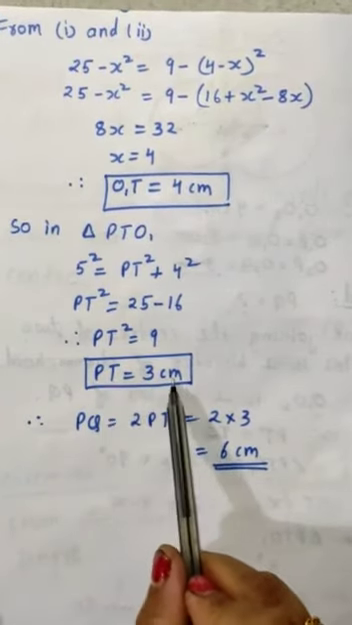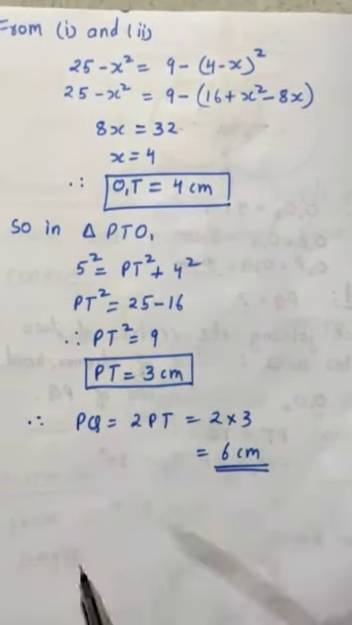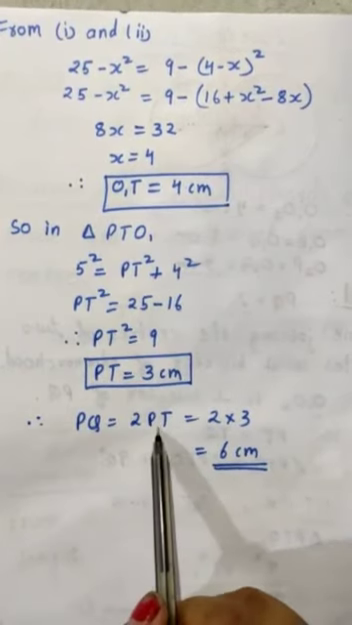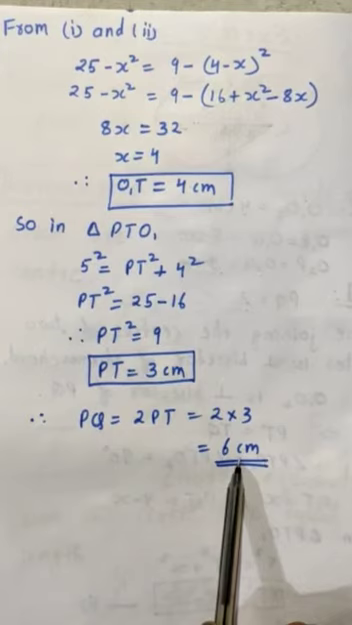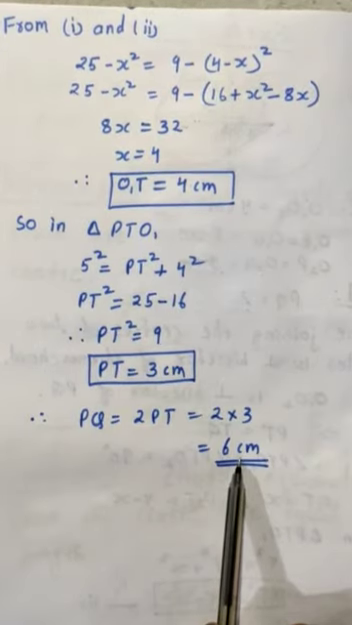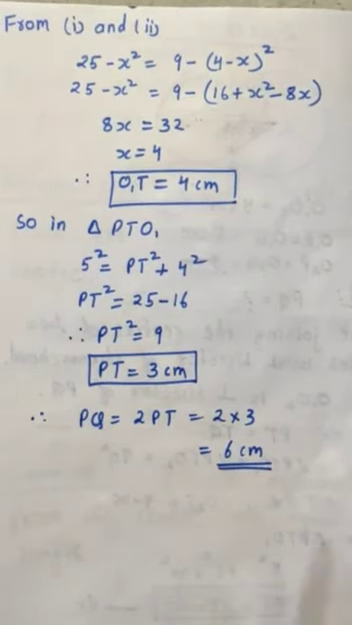So if PT is 3 centimeter, PQ, the total length of the common chord, will be double of that, that is 6 centimeter. So this question is a little lengthy, but it is simple. You have to complete this question and try doing a few other questions also.